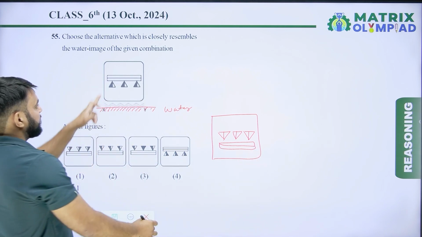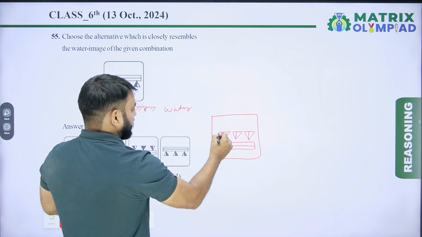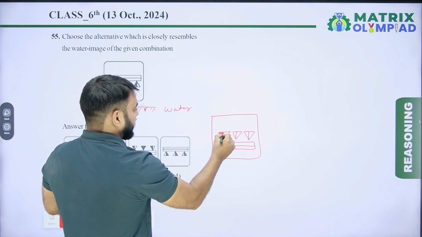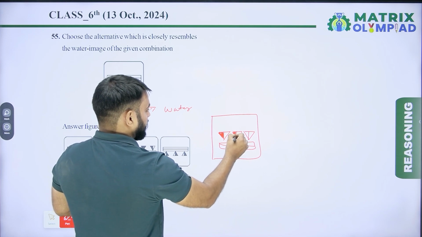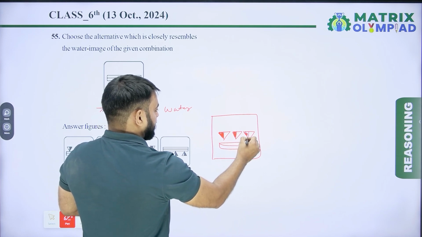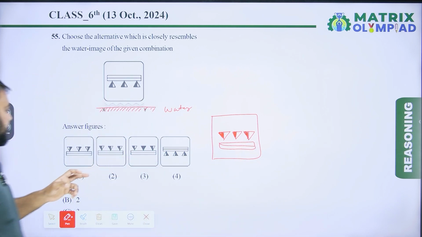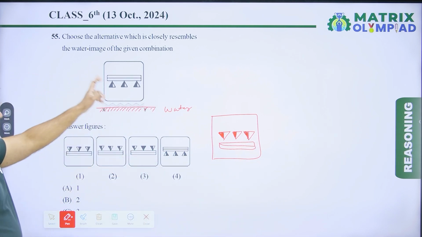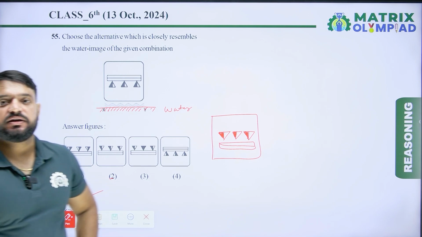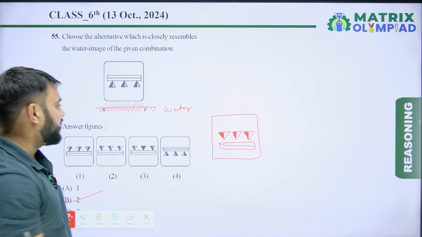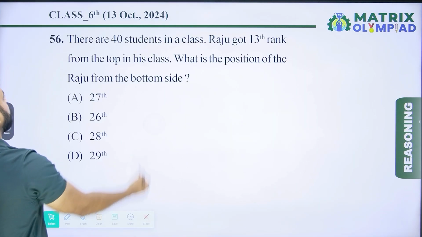Now the shaded part of this triangle will look something like this. This is the correct water image of this figure. So now here option B is the correct water image of the given figure. So here option B is the correct answer of this question. Let's move on to the next question.